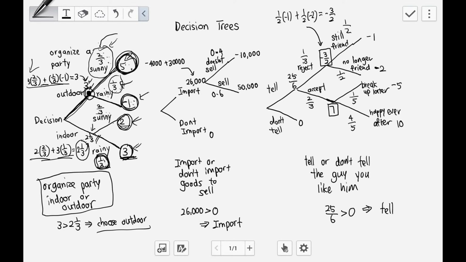Then we move into another example. I'll break this down. I think I'll break the video into a few parts.